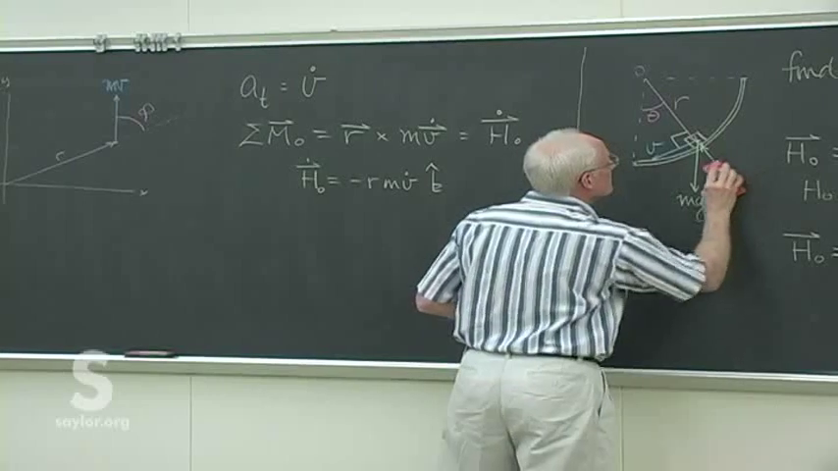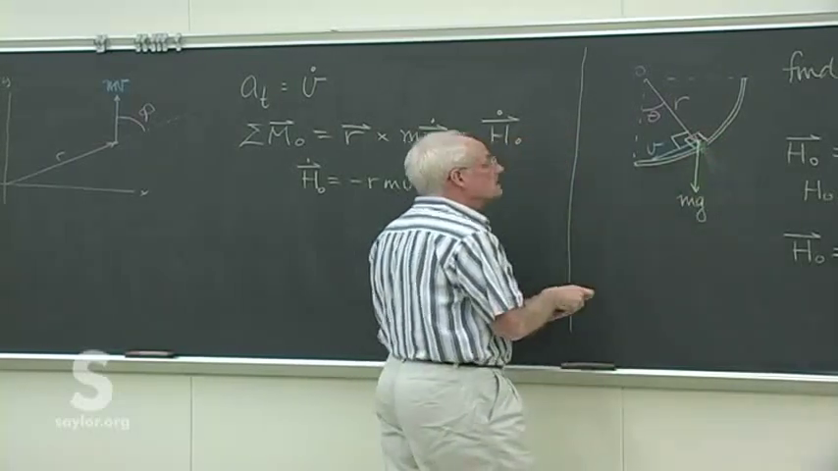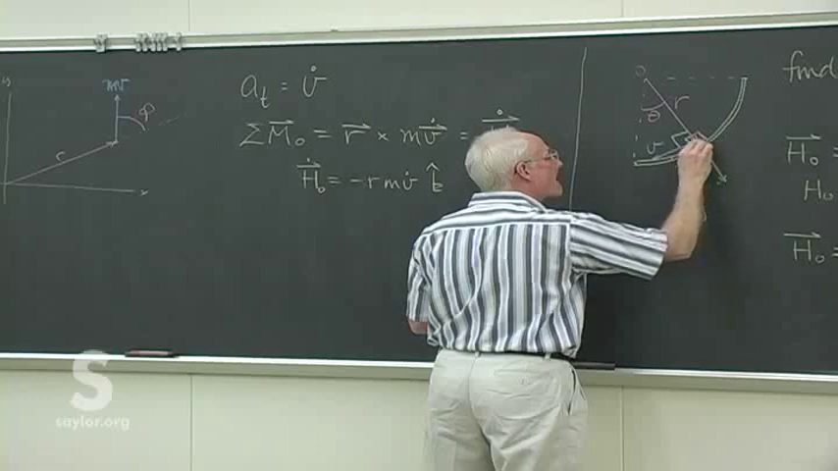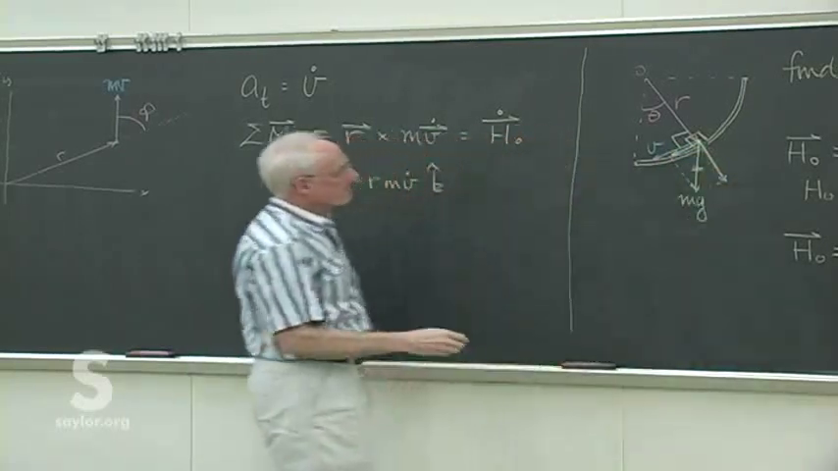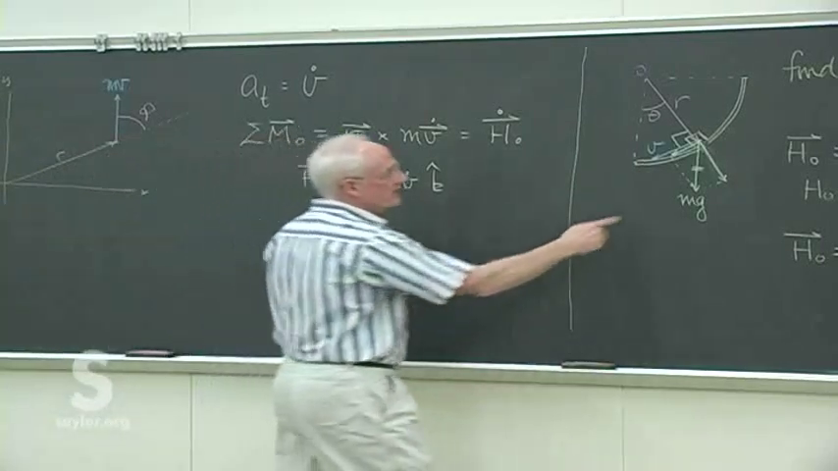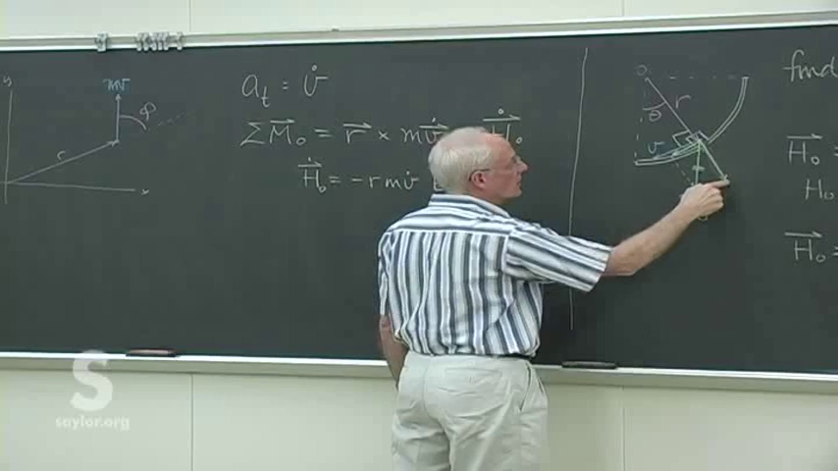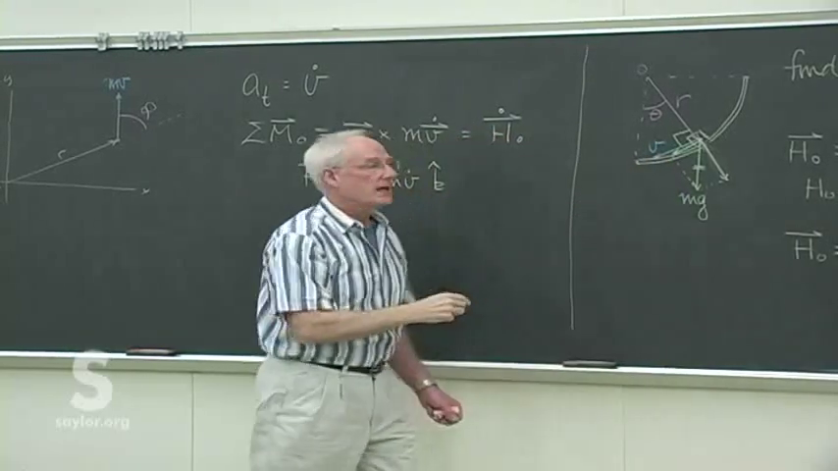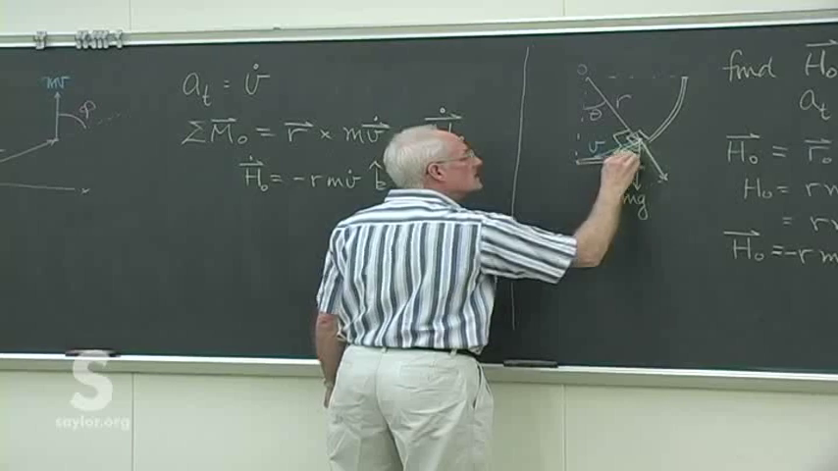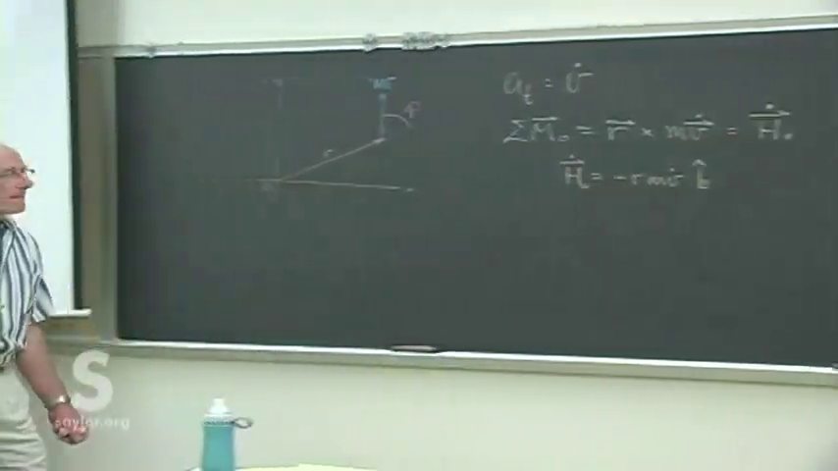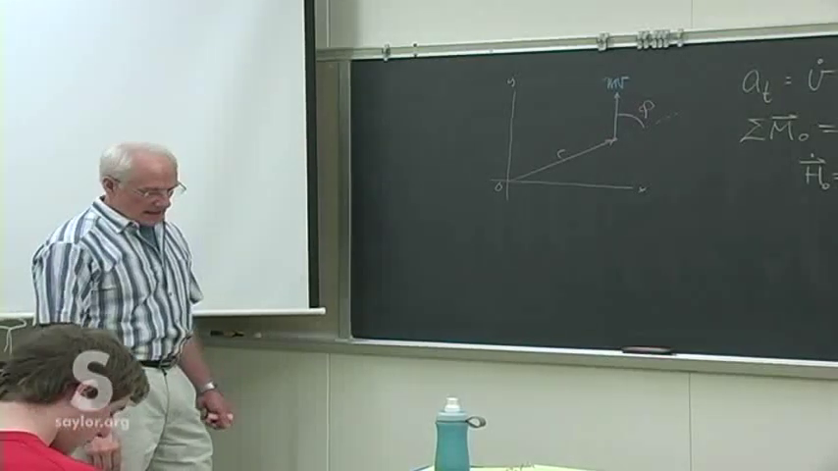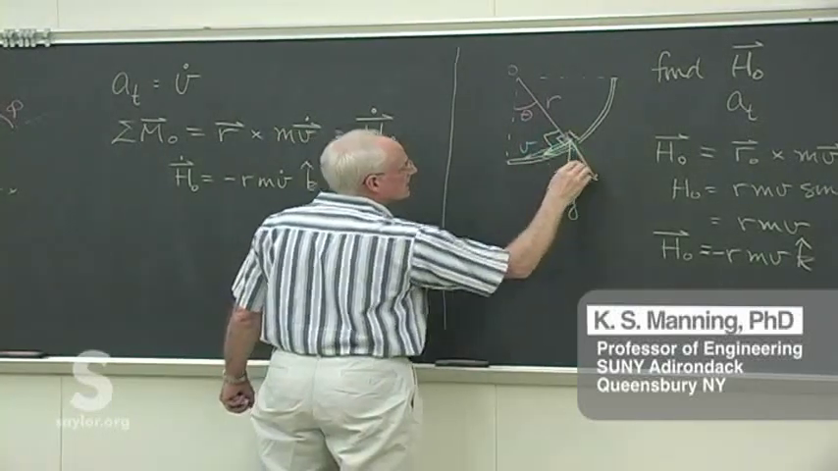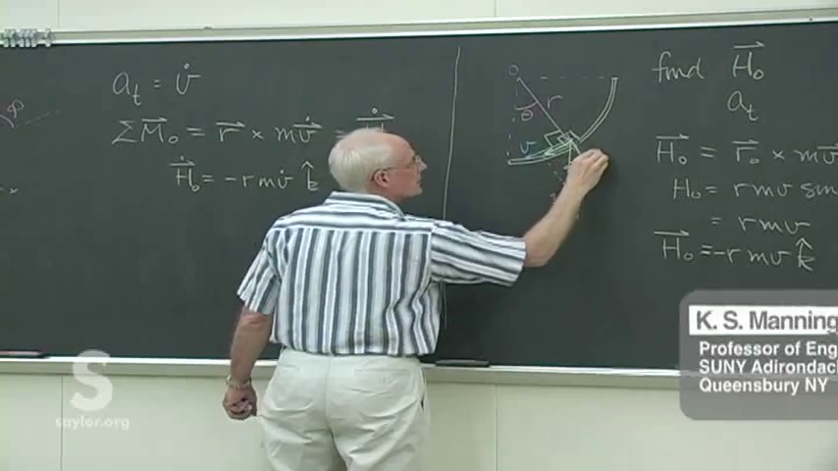So just to make things a little clearer, I'm going to erase that one, because we've got then the two components of the weight. This one was equal and opposite to the normal force anyway. Goes also through the origin. We're not concerned at that point. We're concerned only with this component here that is perpendicular to R. It is of magnitude mg sine phi, because there's phi there.